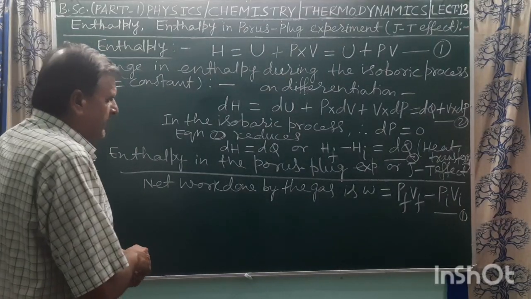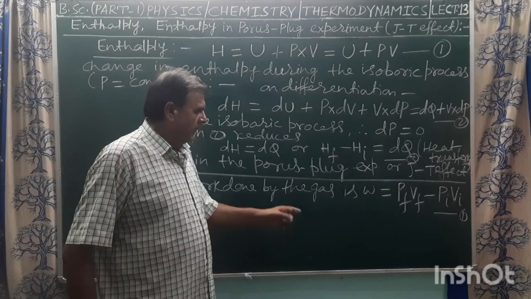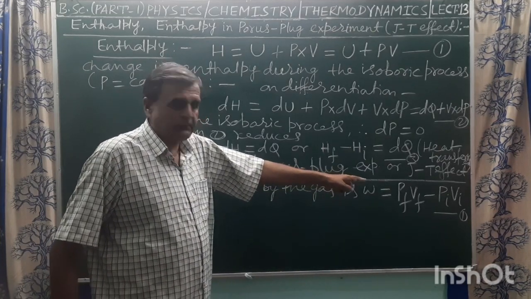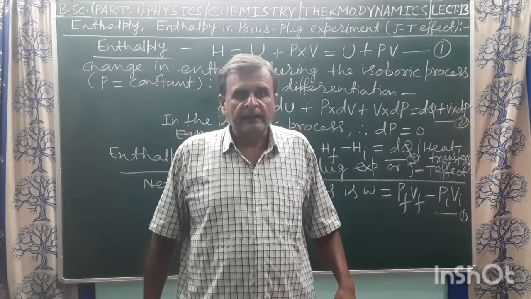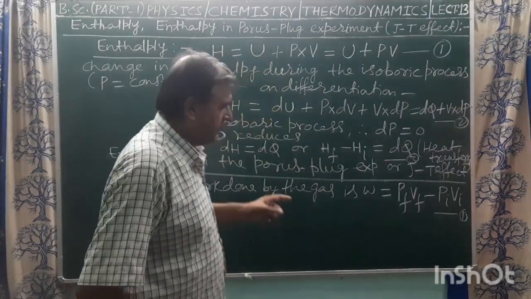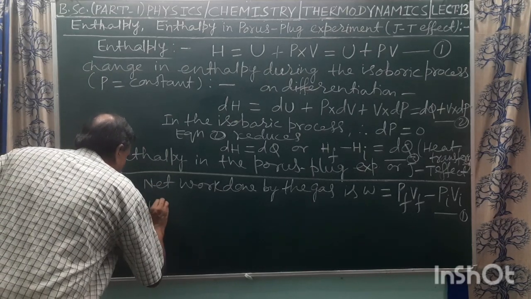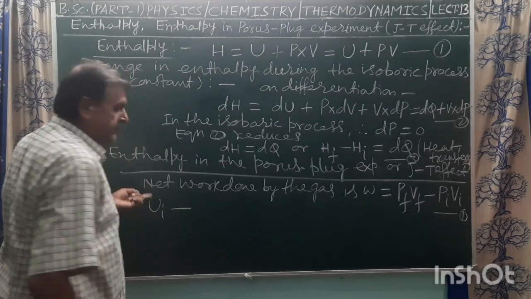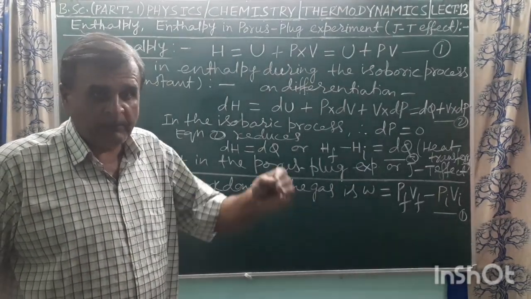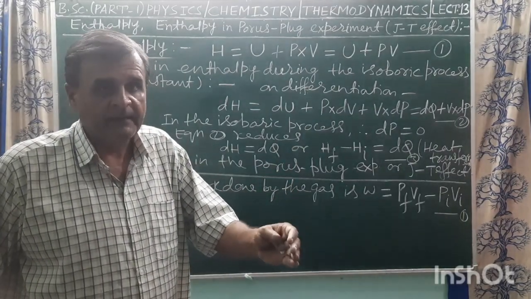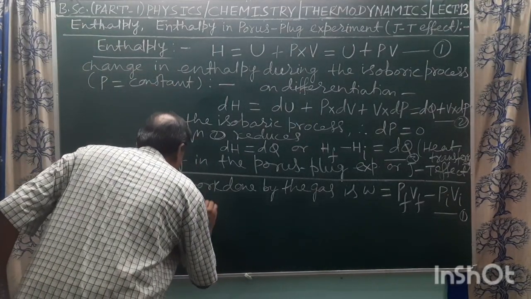So, using the first law of thermodynamics, we can write work done by the system, w is equal to Pf Vf minus Pi Vi as decrease in internal energy, that is U1 minus U2, which is the change in internal energy, the decrease in internal energy. So, Ui is the initial internal energy of the system when the gas is not passed through the porous plug, and Uf is the final internal energy of the system gas when the gas is passed through the porous plug. So, it is Ui minus Uf.